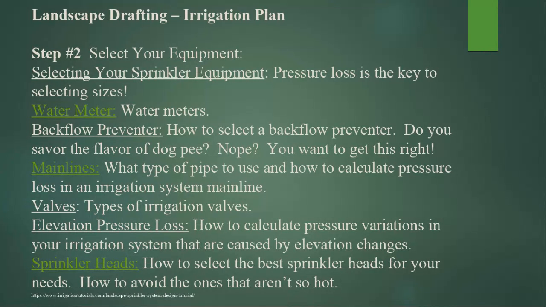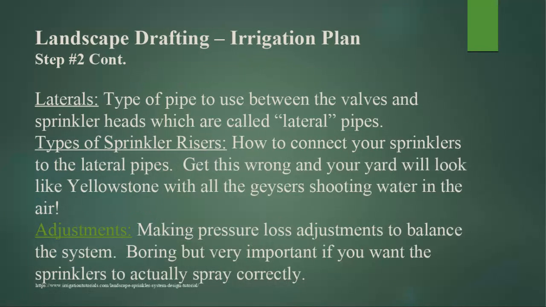All right, so main lines, elevation also can create pressure loss as well if you're going uphill as such. Steep hills, and a small incline won't be any big deal. Sprinkler heads, how to select the best sprinkler head for your needs. We saw some of that in the very first video, but there's more information for you on that. Laterals we talked about. So coming off the mains are what we term as laterals, and they will supply the actual heads themselves. Types of sprinkler risers.